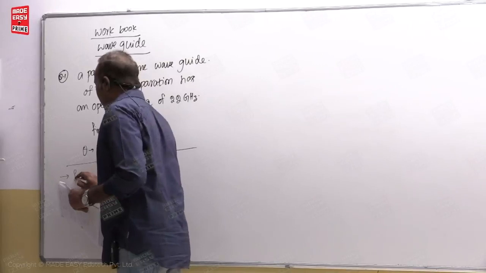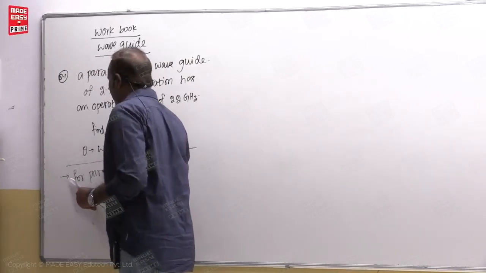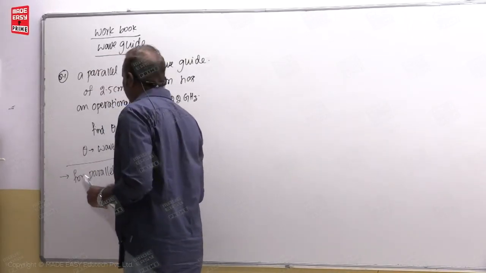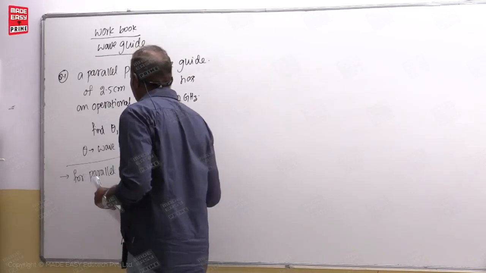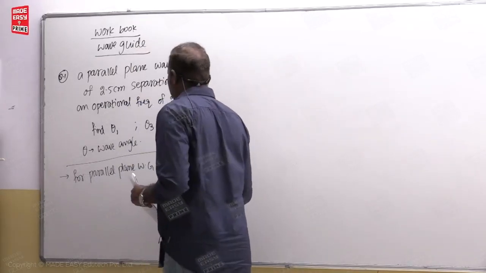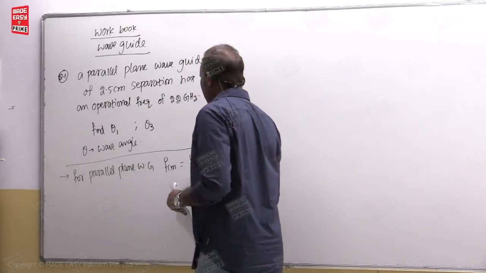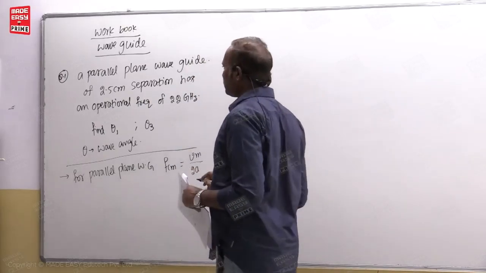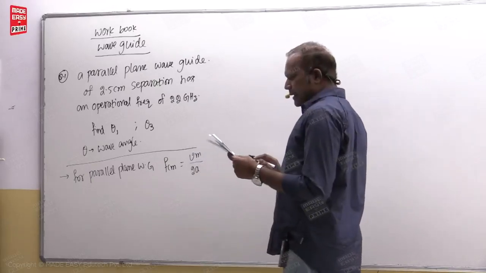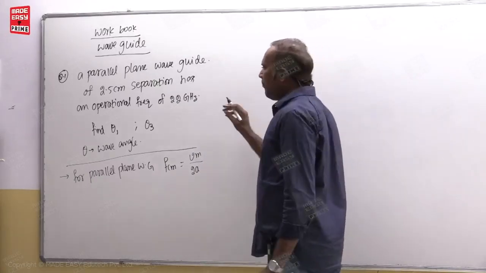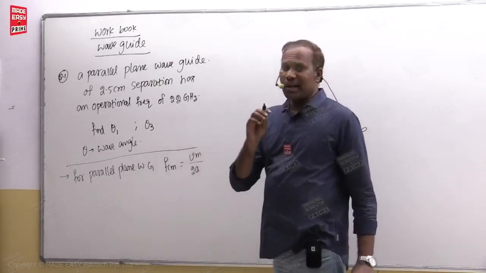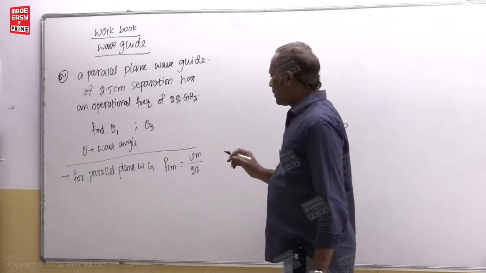So for parallel plane waveguide, fcm is equal to v into m by 2a, right? So it is actually, what is the medium? It is not given. Medium is not given means you have to take air medium.